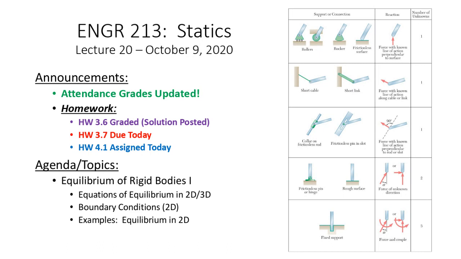I have here on the slide an image from the textbook, and this has a number of the different support conditions that you would have in two dimensions. Admittedly, today we're not going to use all of these. In fact, we're only going to use a few of them. The idea is that these are the support conditions that we as engineers utilize when modeling a structure. And that'll become clear here in a little bit.